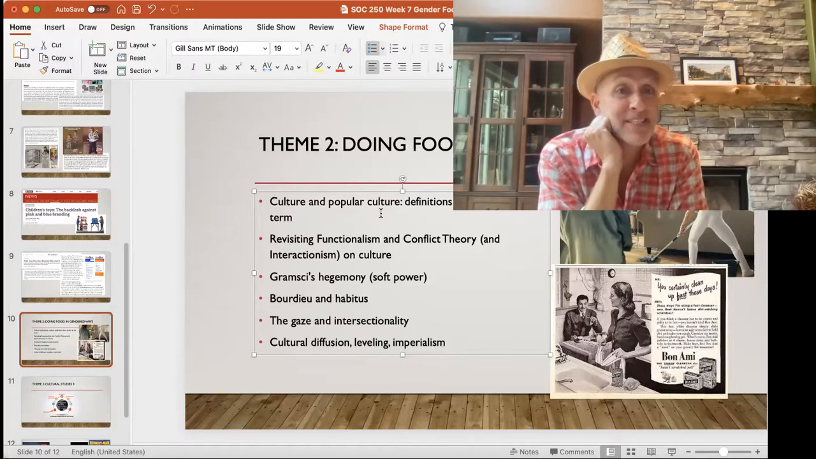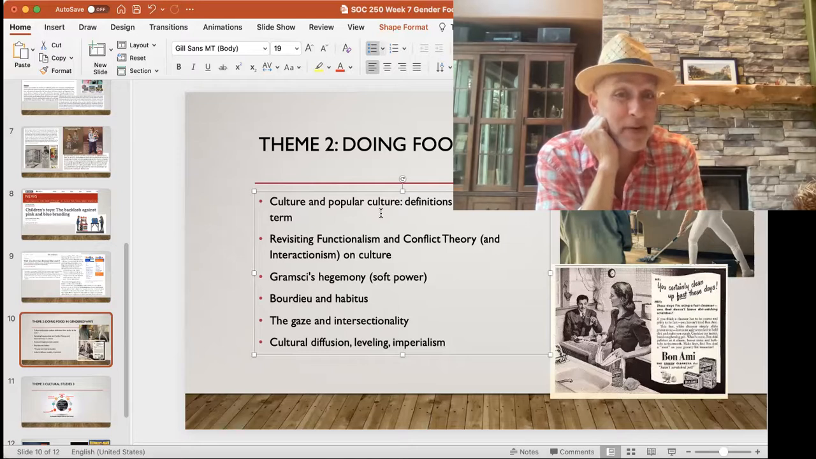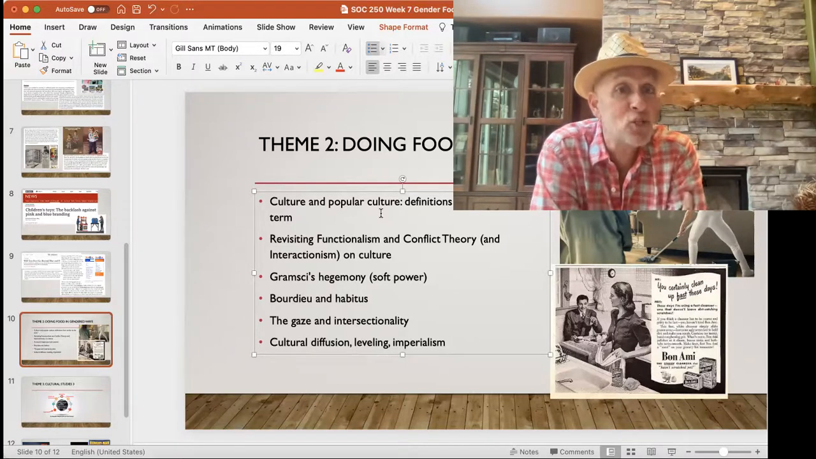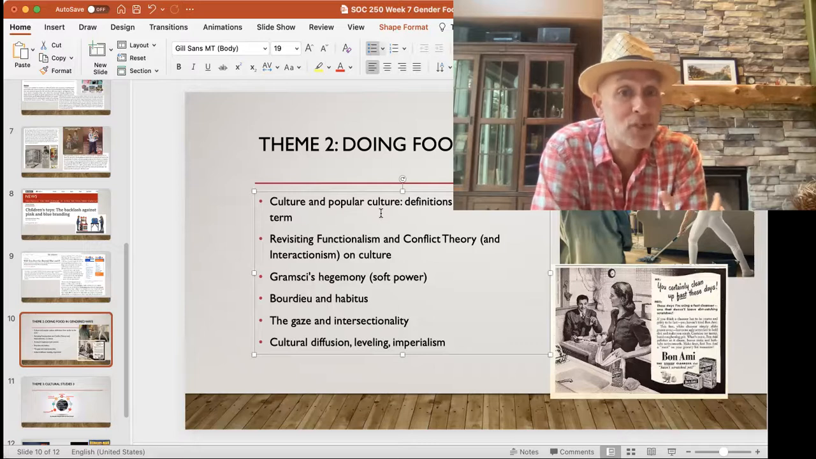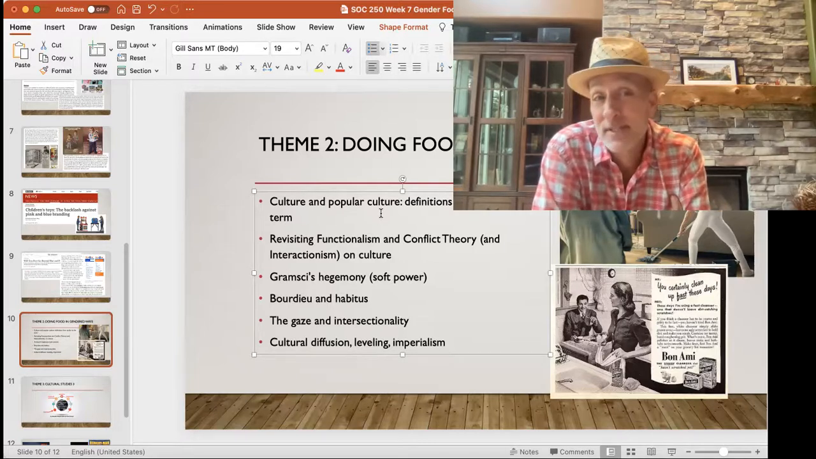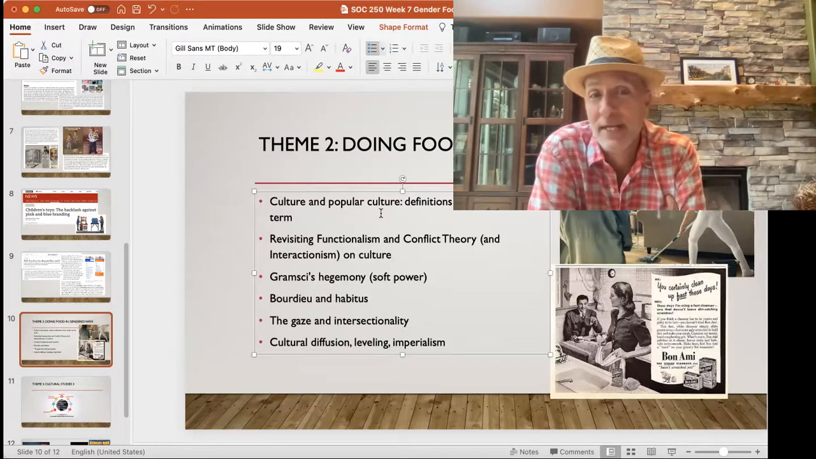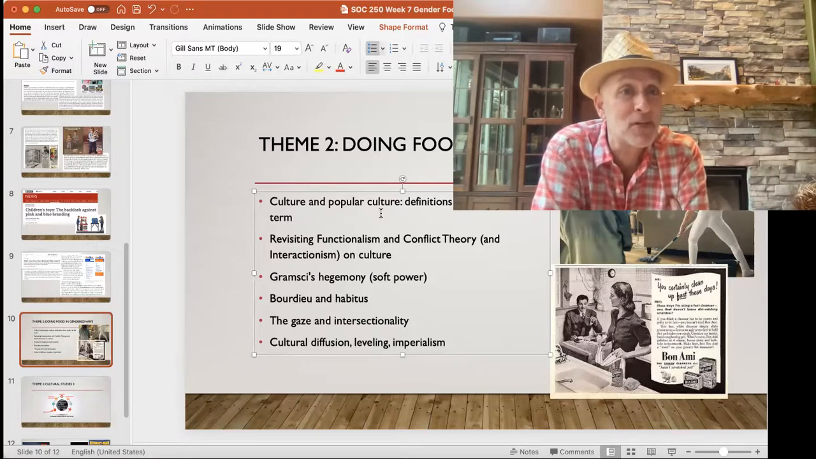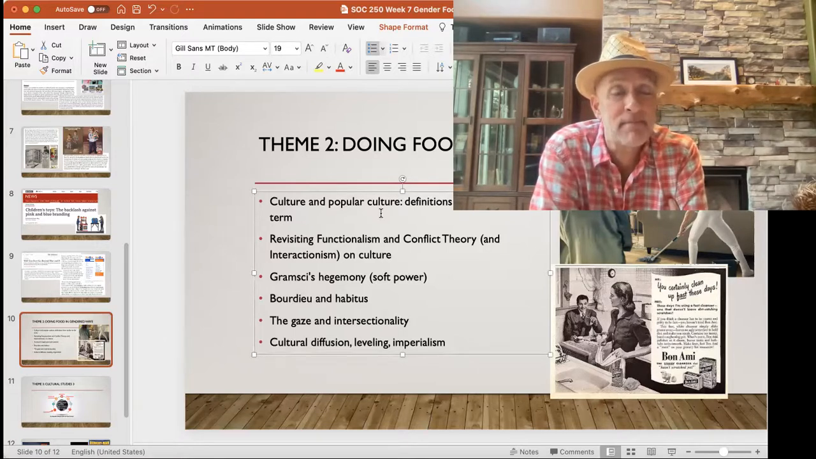It also gets us into Gramsci's hegemony, domination by consent, or the soft power kind of thing, controlling our bodies, controlling our thoughts, superstructure, right? So controlling our ideas through advertising, shaping and reinforcing particular ideas about gender that help to establish or maintain inequalities that are going on.